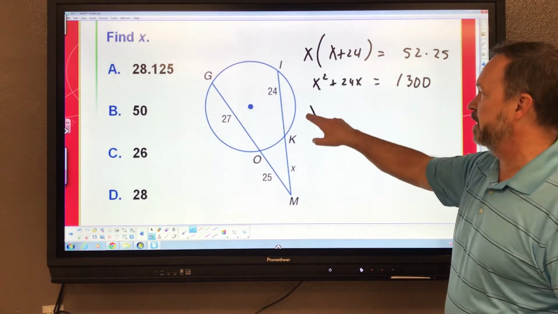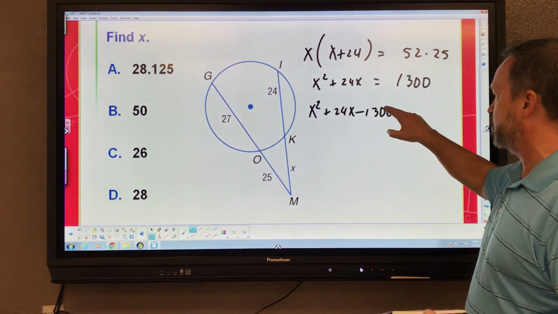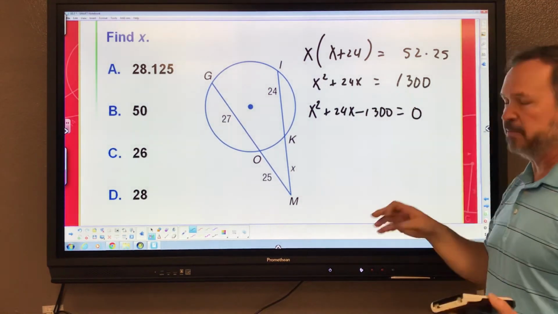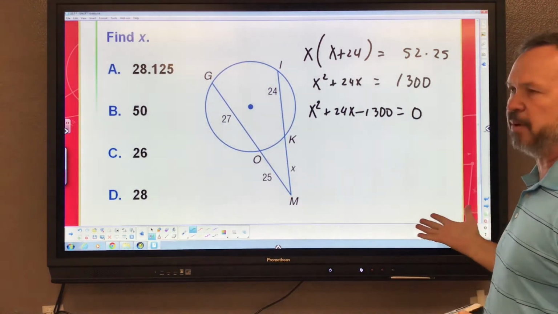Now in this case, I'm going to drag the 1,300 over here and set it equal to 0, because in most of the different methods I just mentioned, you would want to do that. The only one you wouldn't would probably be completing the square.